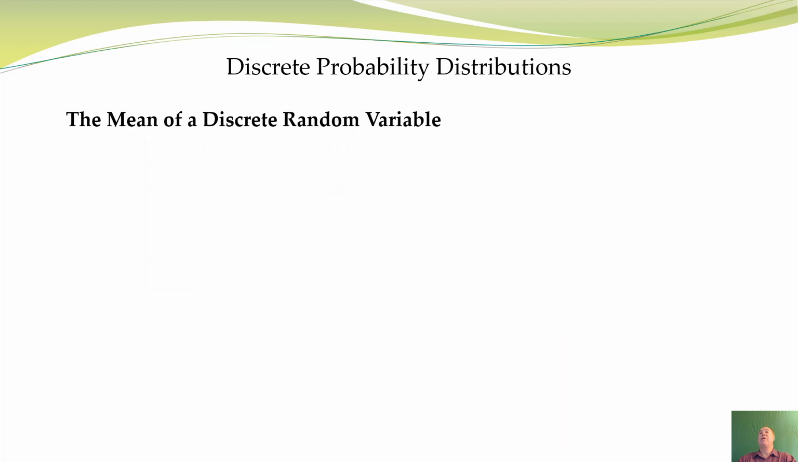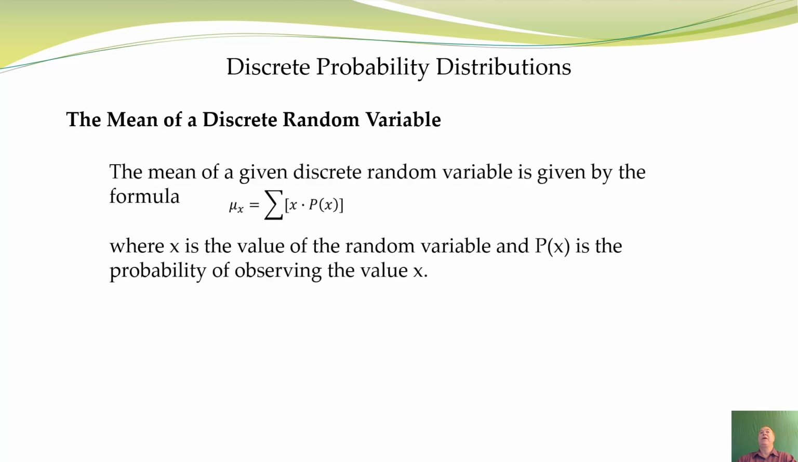Now, the mean of a discrete random variable. The mean of a given discrete random variable is given by the formula: mu of x equals the sum of x times p of x, where x is the value of the random variable and p of x is the probability of observing the value x.